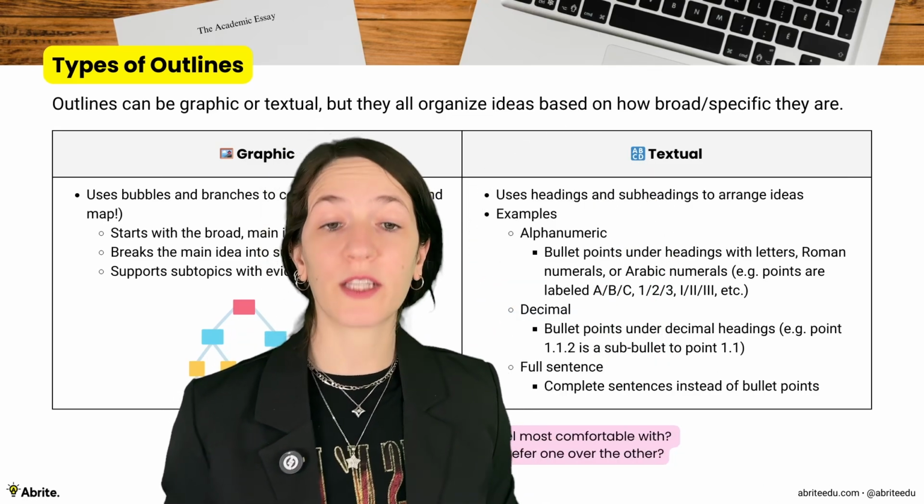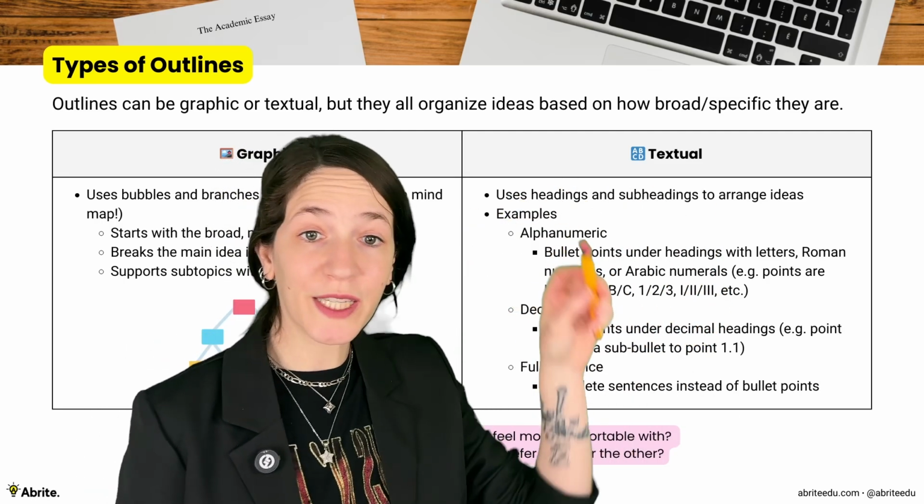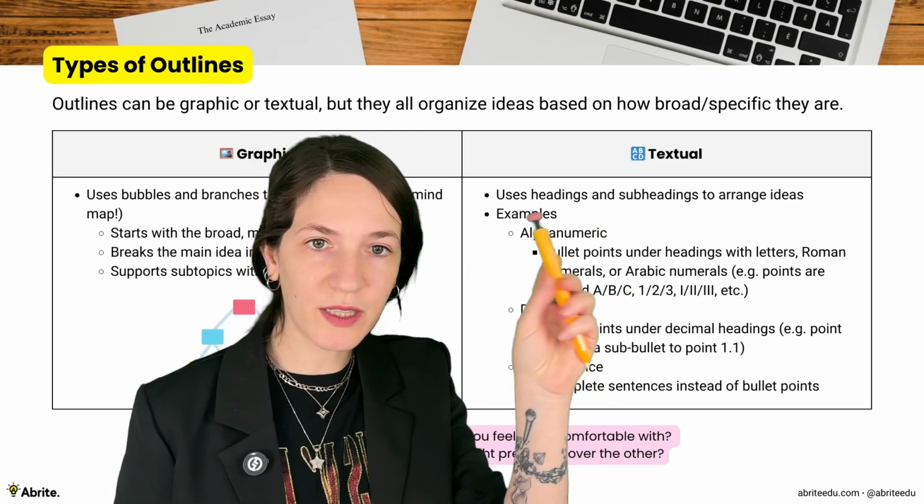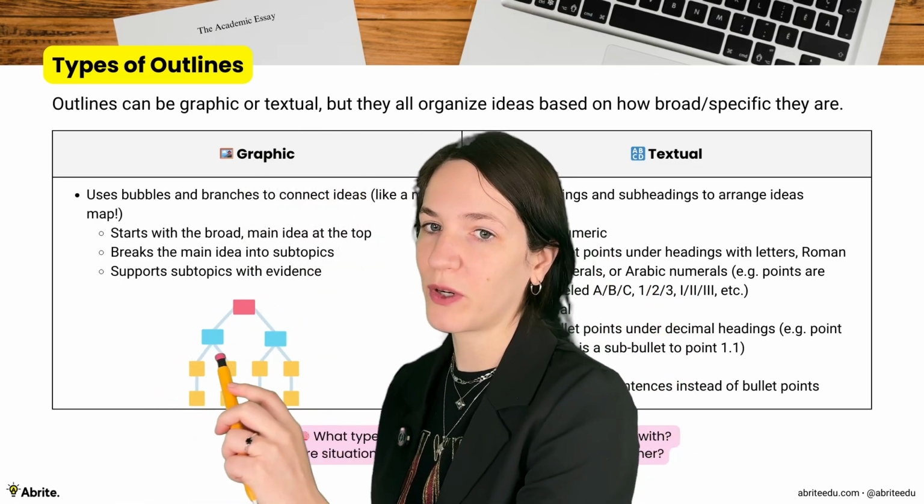A textual outline is what we see more often, and it's basically headings, subheadings, and bullet points. This over here looks like an outline actually. You have your point, subpoint, and then sub-subpoint. The same way that you had point, subpoint, sub-subpoint.